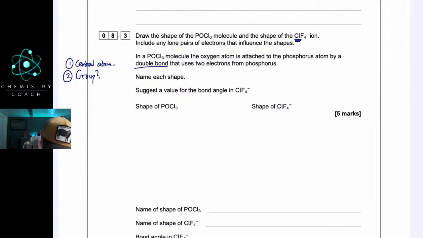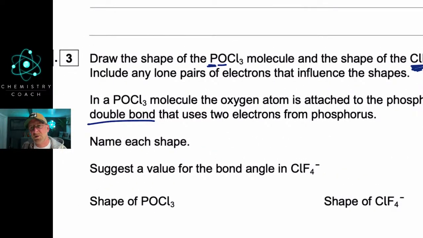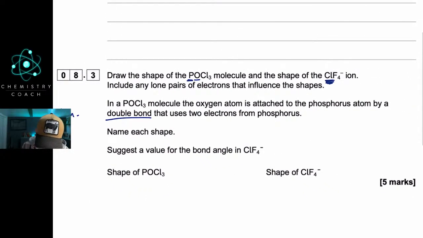Now, they've told us that in the POCl3, it could either be phosphorus or oxygen in this one, couldn't it? Because there's only one of each of those. So it's like, which one is it? But they've told us in POCl3, the oxygen atom is attached to phosphorus by a double bond that uses 2 electrons from phosphorus. So phosphorus is our central atom here.